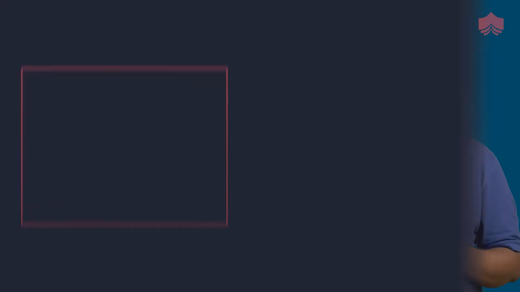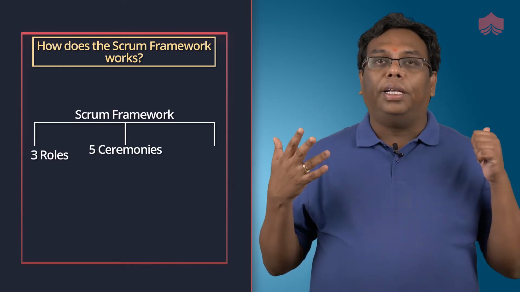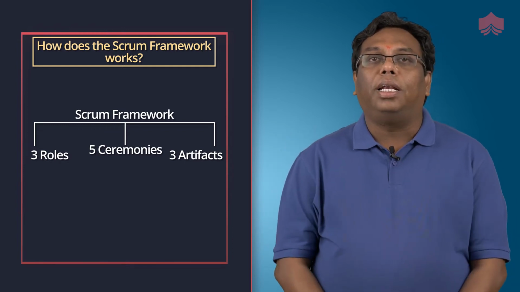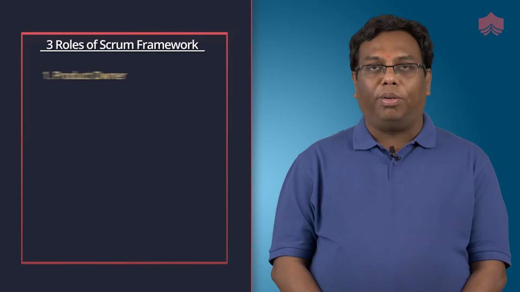And to start any company's Agile journey, it begins with implementing Scrum or Kanban or any other kind of project management framework, right? How the Scrum framework works is, the framework has 3 roles, 5 ceremonies, and 3 artifacts, right? So let's first understand the 3 roles of Scrum. The first role is the product owner, right?